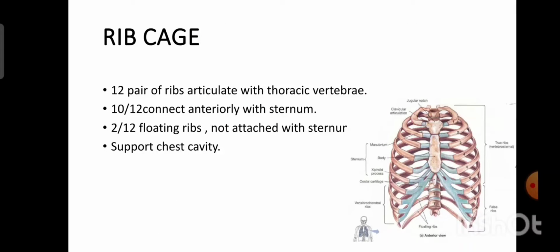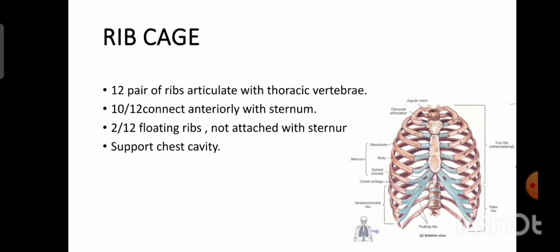Then comes the rib cage. The rib cage consists of 12 pairs of ribs. The ribs articulate posteriorly with the thoracic vertebrae. 10 ribs are connected anteriorly with the sternum, either directly or through the costal cartilage. The rib cage provides support for the semi-vacuum chamber called the chest cavity.